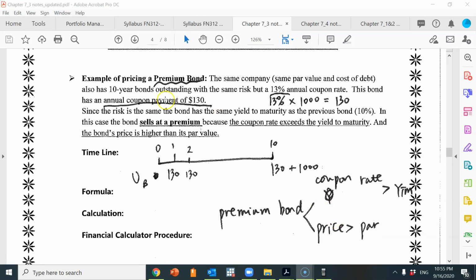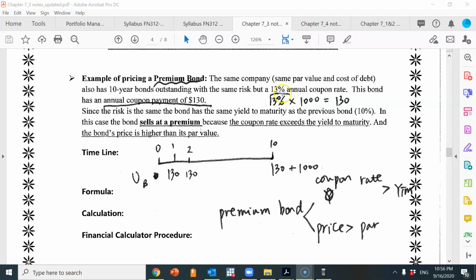Another type of bond here is premium bond. For example, we have the same company as the last example of par bond. So we have the same par value, $1,000, and the same cost of debt, 10%. We have a 10-year bond outstanding with the same risk, but we have 13% annual coupon rate this time. Okay, our annual coupon rate for the par bond is 10%. Here for the premium bond, we have a higher annual coupon rate, which is 13%.